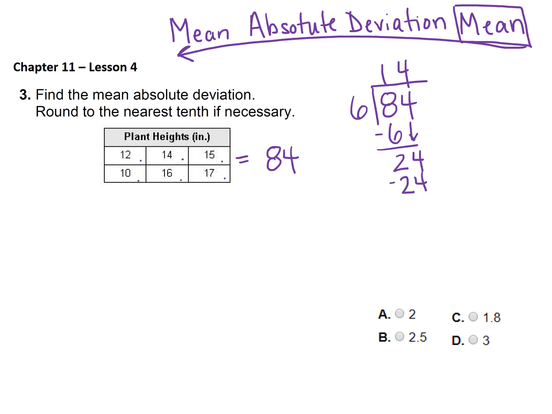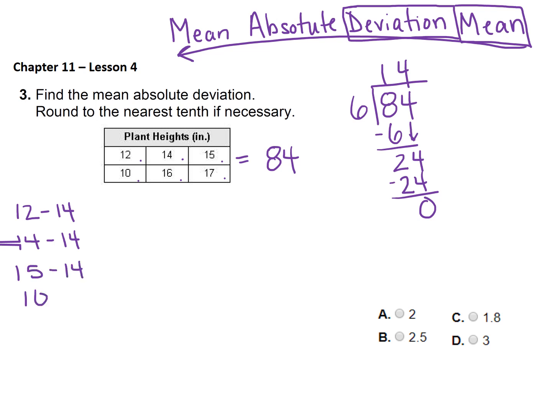And I will get 14. All right, so I figured out the mean. Next, because I'm working backwards, I'm going to find out how much each value deviates from the mean. So I have 12 subtract 14, 14 subtract 14, 15 subtract 14, 10 subtract 14, 16 subtract 14, 17 subtract 14.